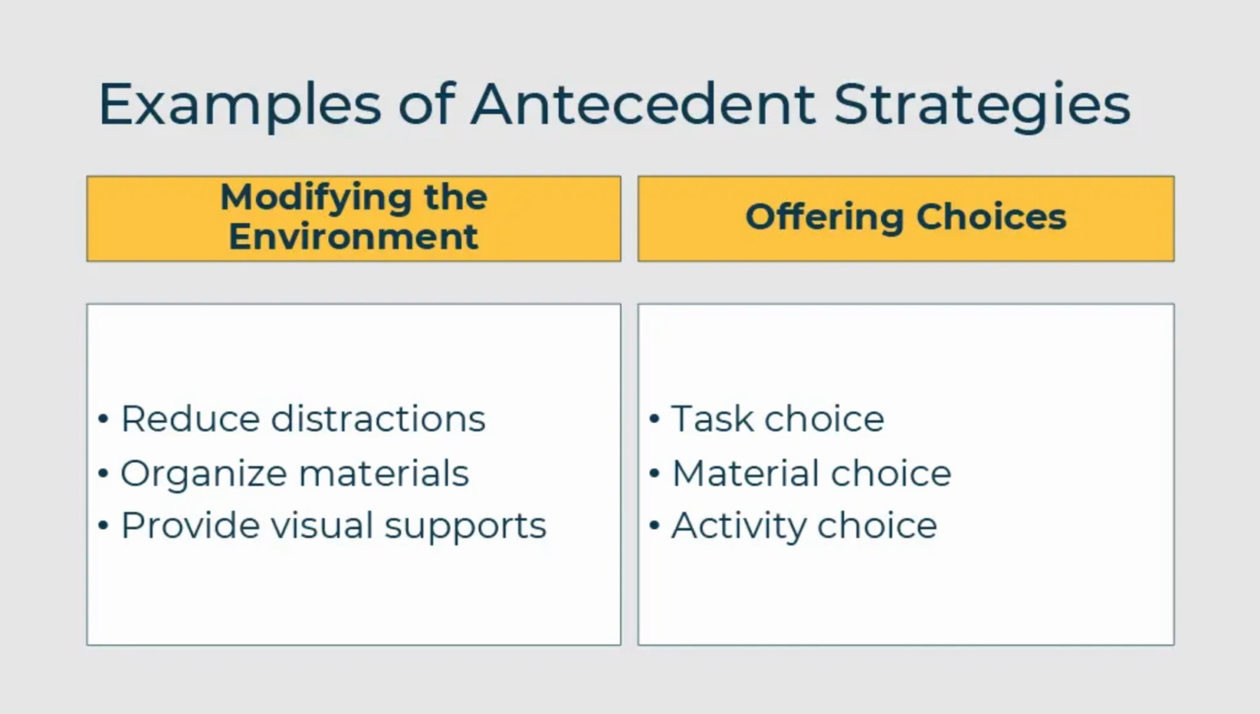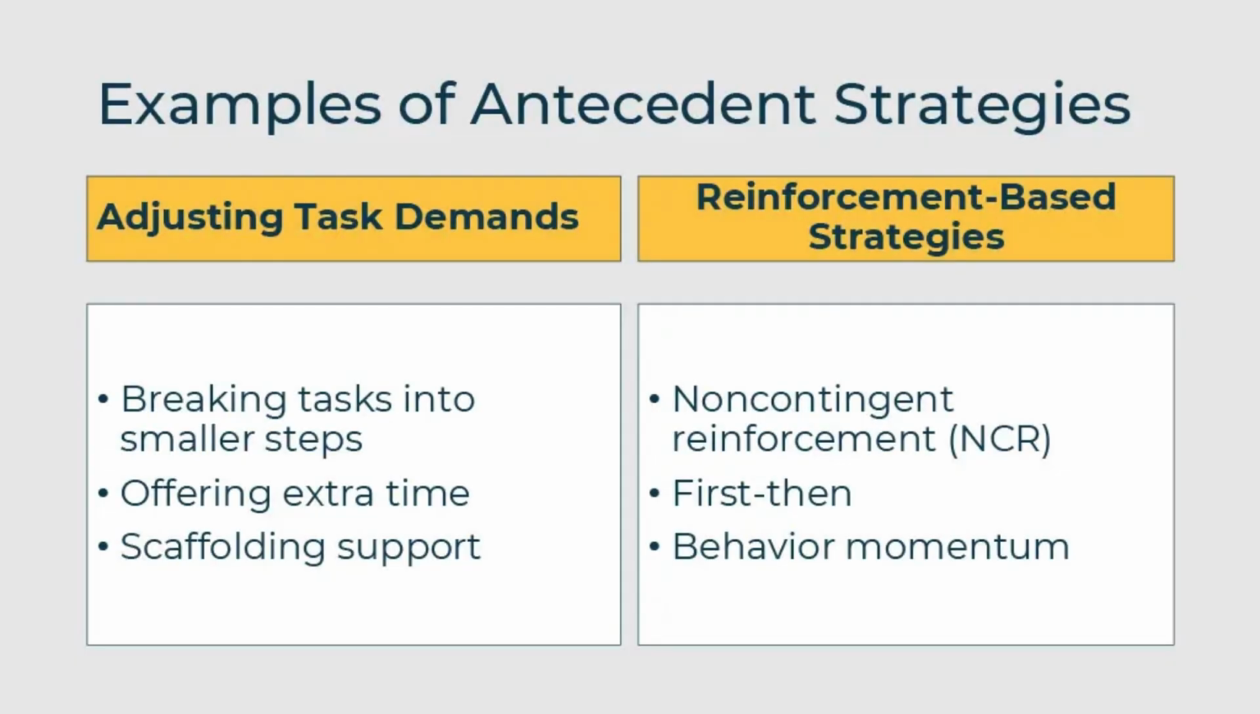Students can be given task choices, such as the order of assignments, material choices such as writing with pencils or typing, seating choices such as standing or sitting, and activity choices, like writing, drawing, or using technology to complete work. Providing choice increases student engagement and reduces the likelihood of problem behavior related to task avoidance. Additional antecedent strategies include adjusting task demands and using reinforcement-based strategies.